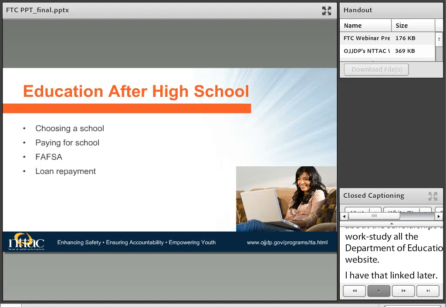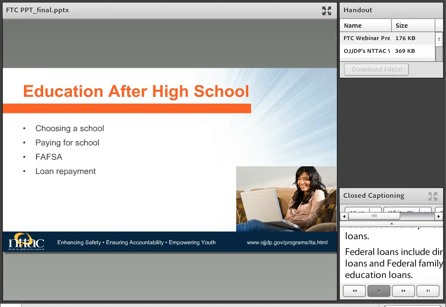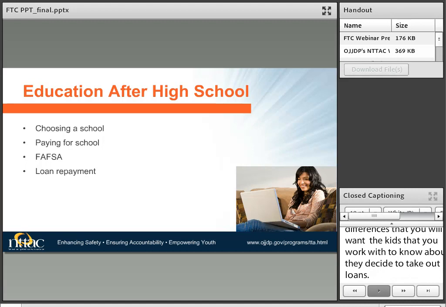So federal loans include direct loans, federal family education loans, federal Perkins loans, and PLUS loans, which are loans that go to graduate or professional students and parents of undergraduate students. There are some really important differences that you'll want the kids that you work with to know about if they decide to take out loans. For instance, when you apply for a federal loan, you generally don't need a cosigner, whereas for a private loan, you may need a cosigner and a credit check.